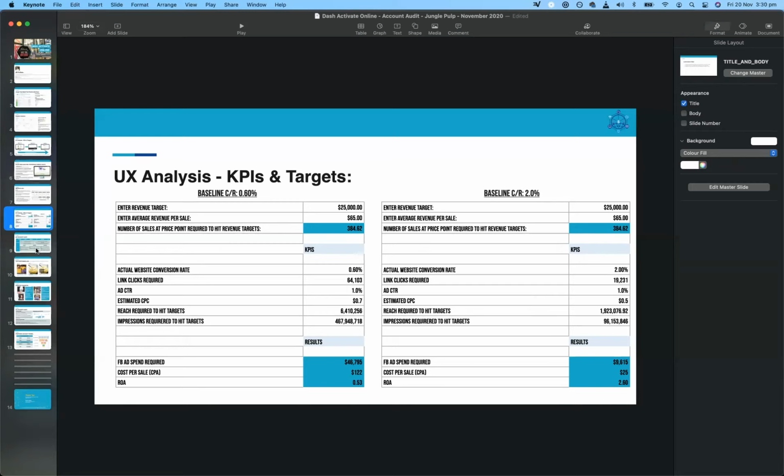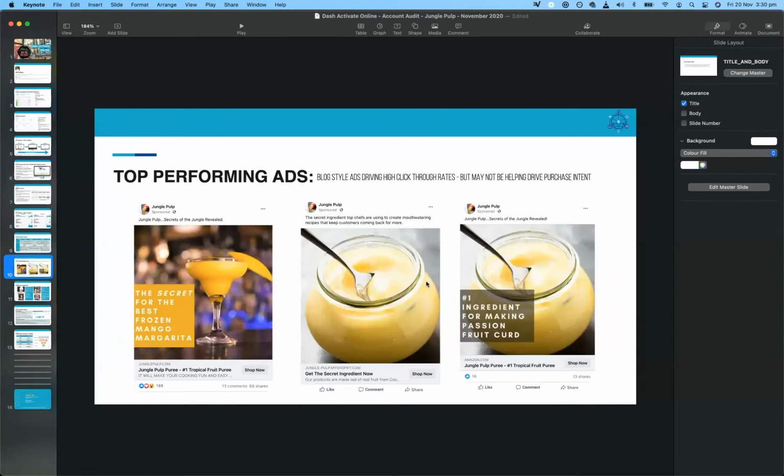The ads were pretty good at getting people to the page. We had a really good click-through conversion. I think we got into the teens. Yeah, there was some, but nobody bought anything. Yeah, and I think a part of that is because the page doesn't really connect with people emotionally, so it's very commodity focused. So with your ads, these are the ones that had the best clicks. It's very blog style, like get the secret ingredient now, the #1 tropical fruit puree.